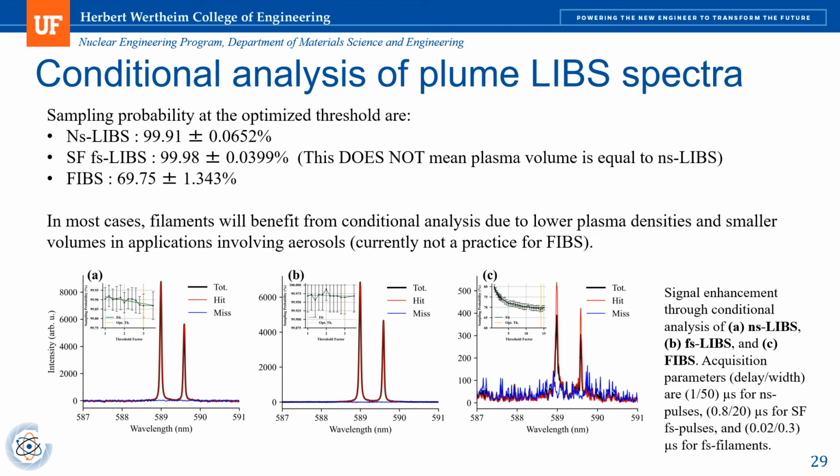But for the filament-induced case, we actually lost a significant number of our spectra due to not observing the emission line of interest. That can be due to a number of factors. In the imaging, what we're seeing is that the plasma size is just very small for the filament-induced breakdown case. We're not really generating a hot, dense plasma like we are for the short focus cases, and that's reducing our sampling volume and how well that interaction is exciting these emissions.